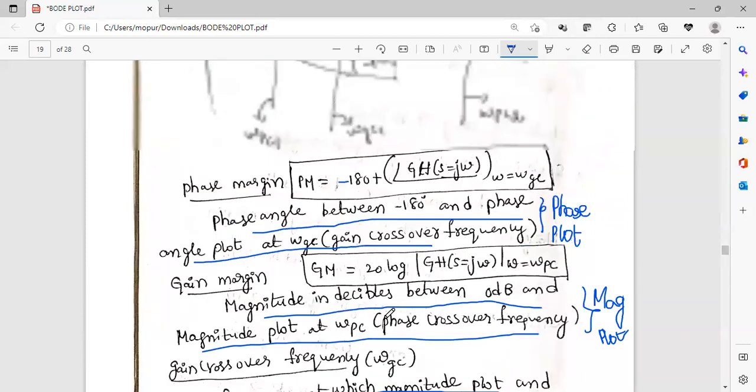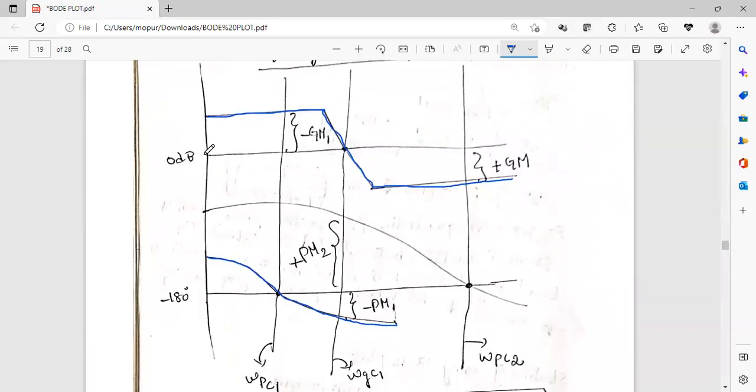So if you see here, this is the 0 dB line, and this is the magnitude plot. Wherever this magnitude plot coincides with 0 dB, at this point the magnitude plot is coinciding with the 0 dB line. So you can draw a vertical line at this point. This is the gain crossover frequency, the frequency coinciding with 0 dB.